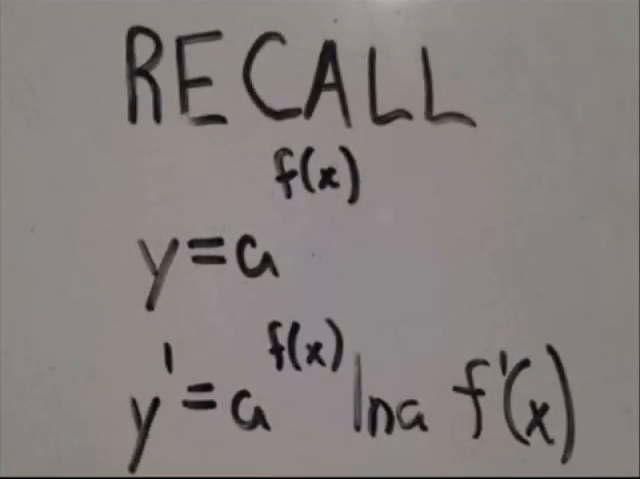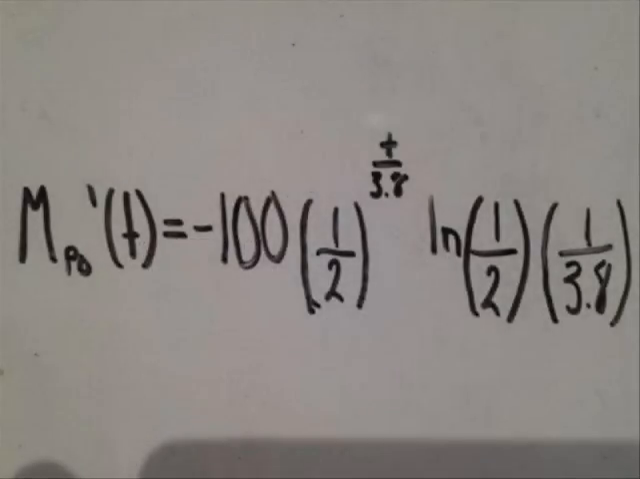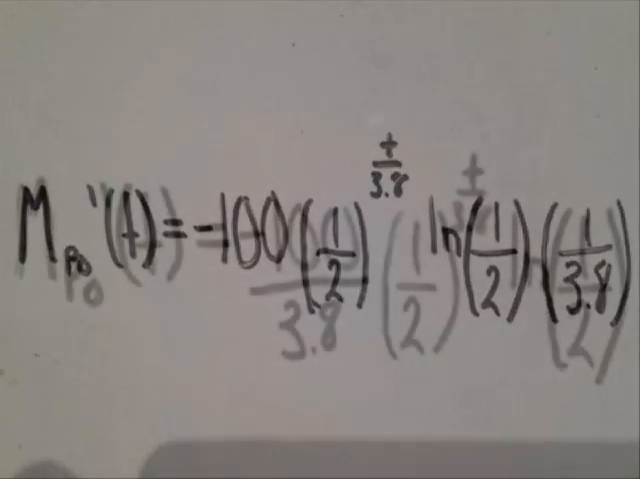For this next step, we must recall that if an equation is something like y is equal to a number to the power of a function, then to solve for y prime, you copy the whole equation, ln the base, and multiply it by the derivative of the function in the exponent. So we will apply this rule to our own equation by copying the original, taking the ln of 1/2, which is the base, and multiplying it by the derivative of t over 3.8, which is equal to 1 over 3.8.